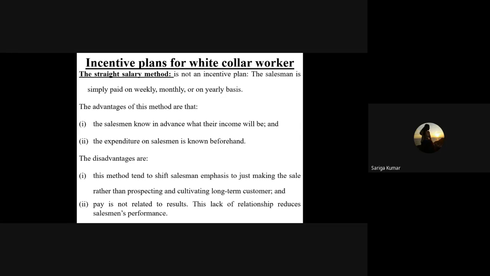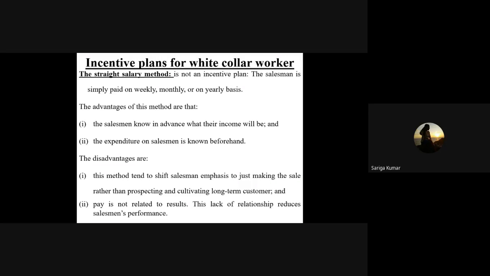Okay. Now we have incentives for white collar workers. We have the straight salary method, where there will be no incentive at all. The salesperson will be paid on a weekly, monthly, or maybe yearly basis. There are certain advantages. Remember, in the straight salary method, salary is paid to them. Nothing extra those people are going to get.